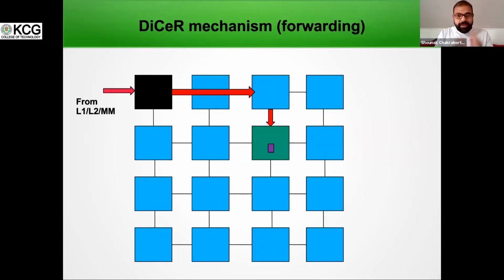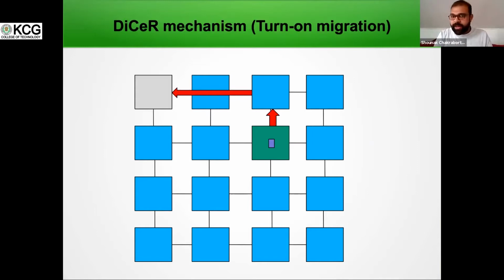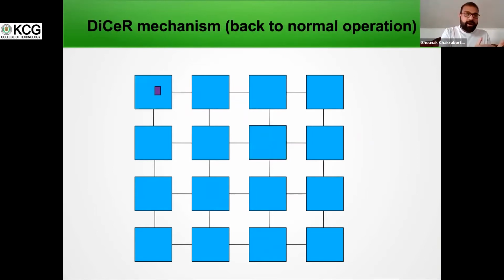Now, if you need to turn it on to provide more cache space to your application, because your application's performance is going down, you need to turn it on to cope with the situation. The reverse happens now. All the data blocks that were transferred from the victim to the target earlier are transferred back to the victim that was turned off. Now you are back to normal operation after turning it on, and all the data is sent back to its normal location.